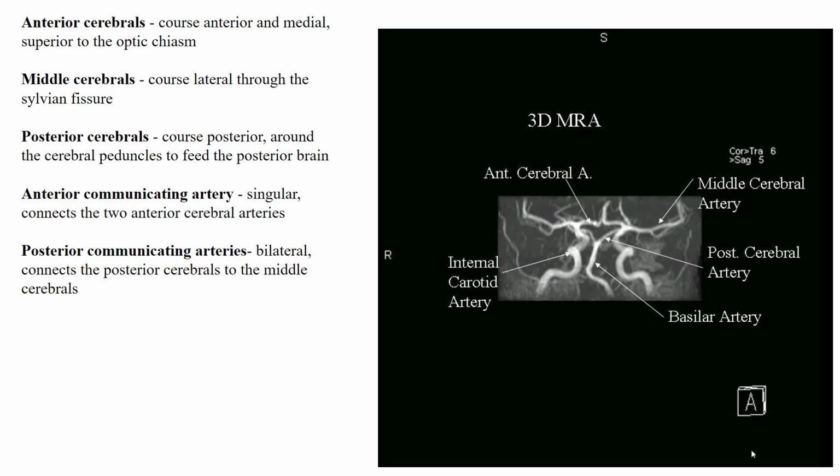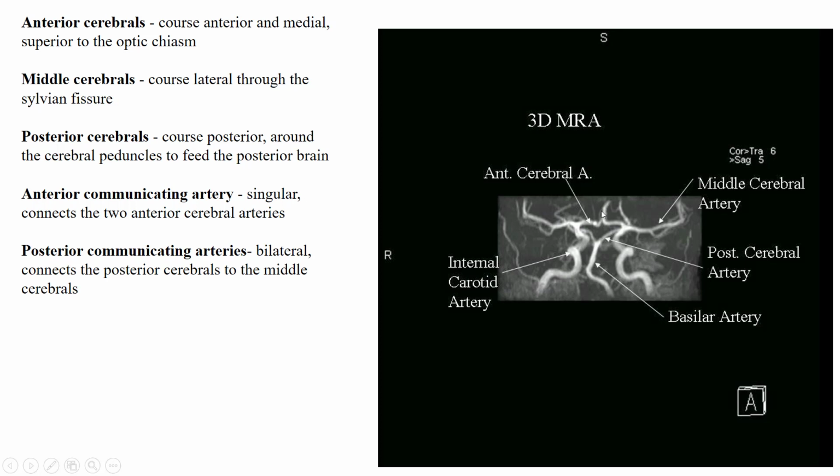Another nice 3D MRA. This is looking anterior. So this is the anterior view looking directly on at the patient. Got the basilar artery here, posterior cerebral arteries on either side. Can't quite see the posterior communicating artery because of the angle. We've got the internal carotid arteries and the middle cerebral and the anterior cerebral as well.